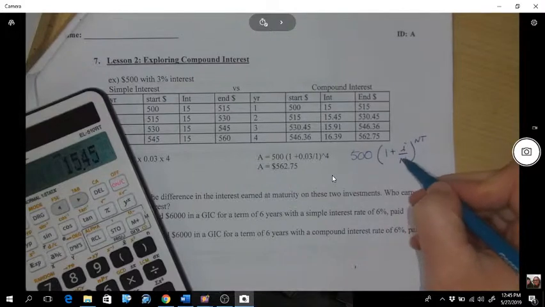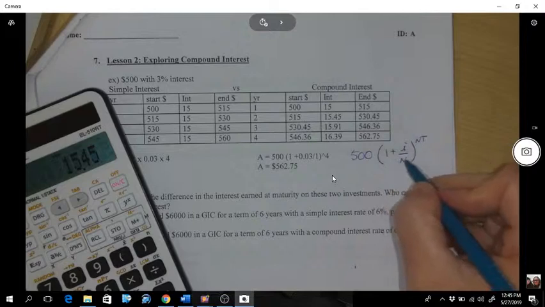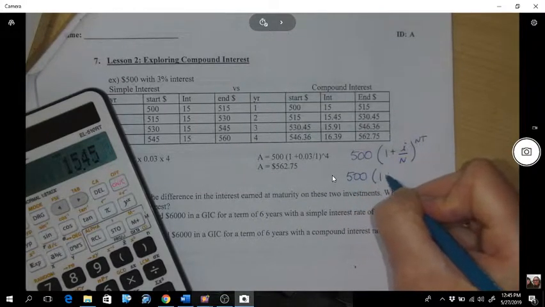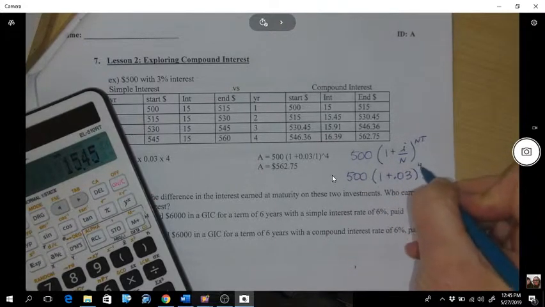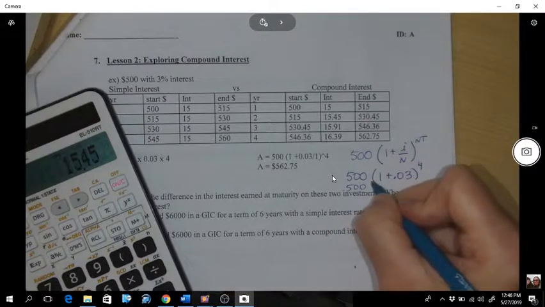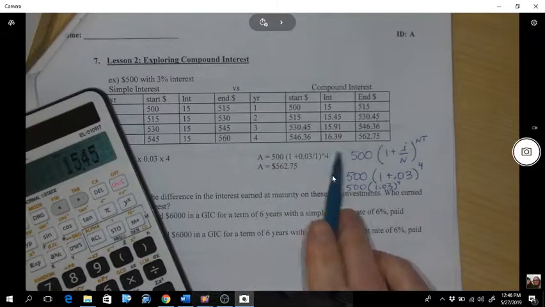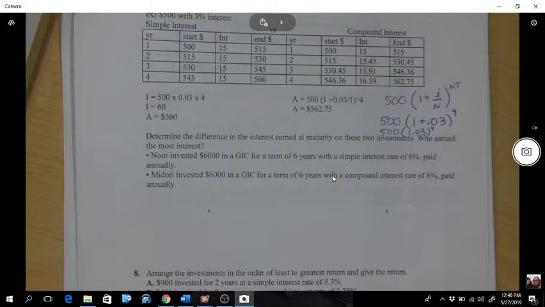So the interest rate just gets divided by 1 because you're only working with years. So we, on this example, don't need to use it. So 1 plus 0.03 to the 4. Okay, or 500 times 1.03 to the 4, and you get the matching result. Okay, so let's check this out.